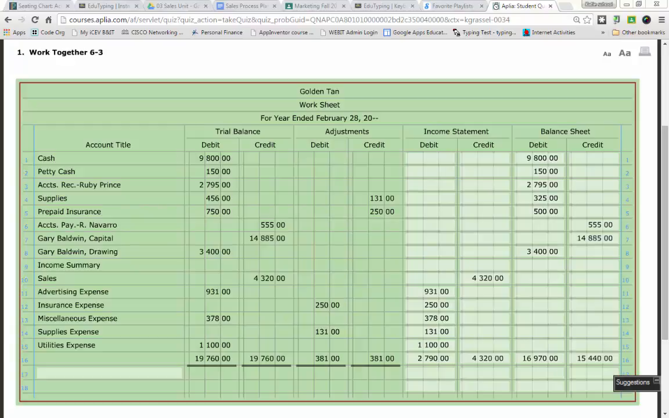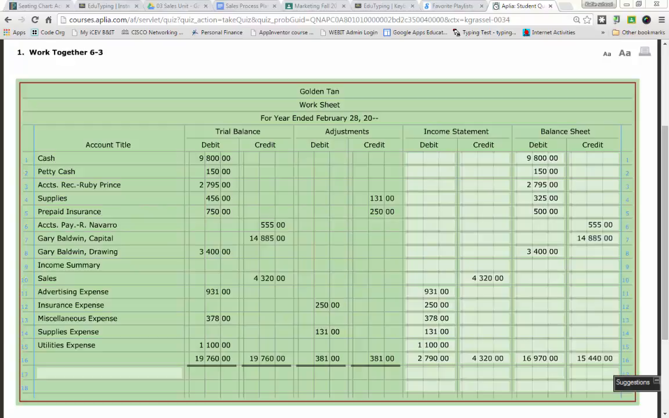Okay, that was pretty good because you didn't need to add anything on that one. My question then is you just told me income statement debit has a total of $2,790. Income statement credit has $4,320. What do we know? It shouldn't balance, but what do we know? We made money. Why? Your revenue was greater than your expenses.